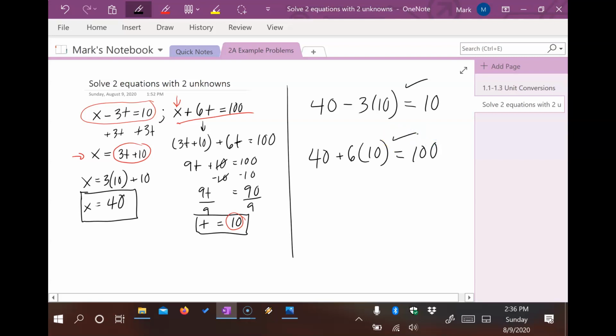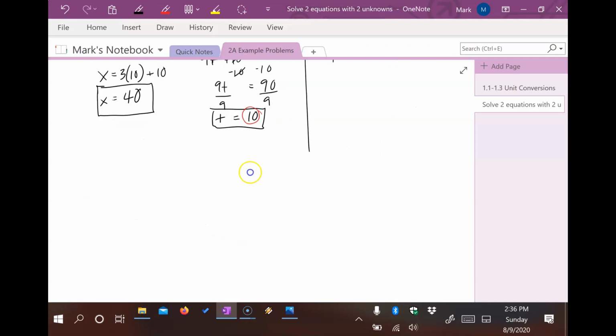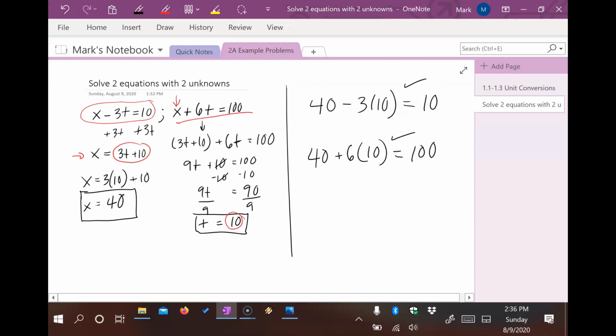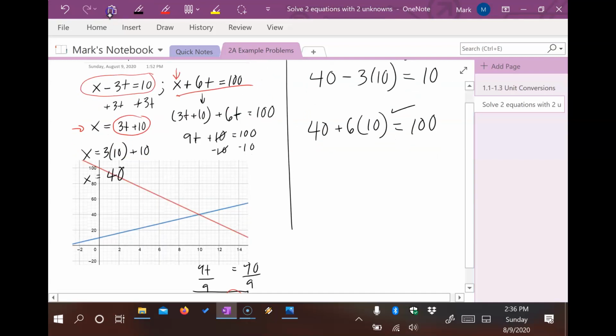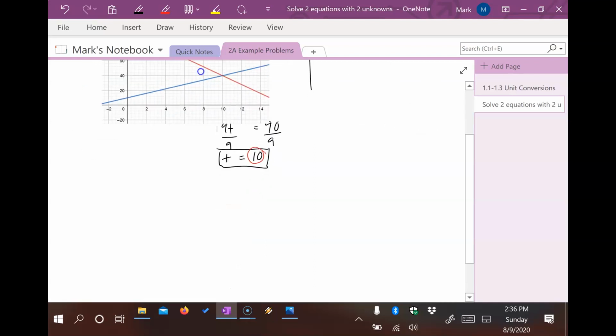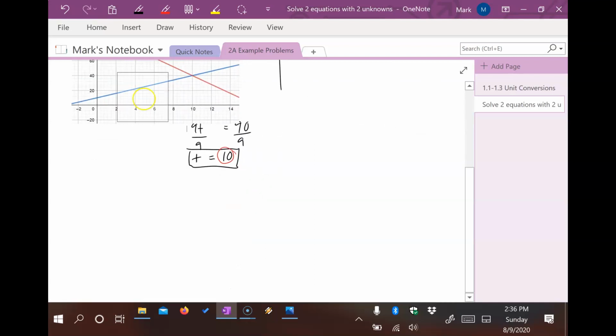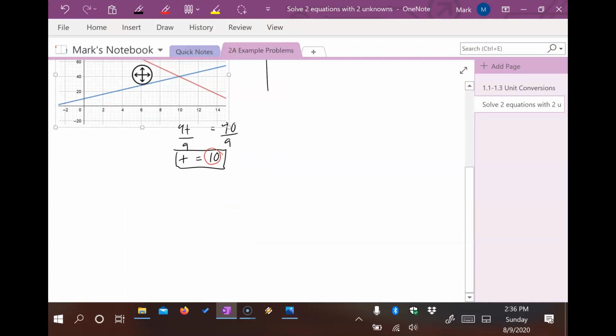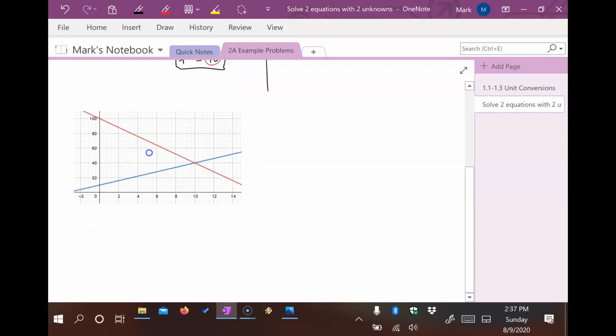Just something else quickly here. What does this mean in physics? Well, this could mean perhaps that you've got two people running towards each other in a straight line, and they meet at some position x equals 40, at some time t equals 10. Let's take a look at what that might look like. So we can actually graph these two lines here.